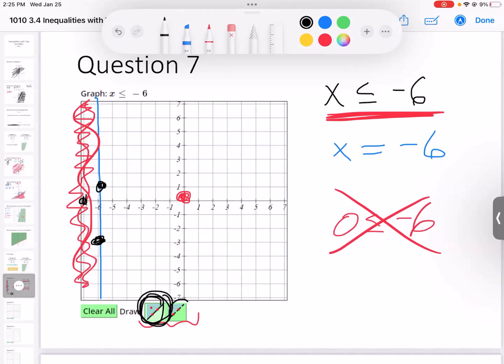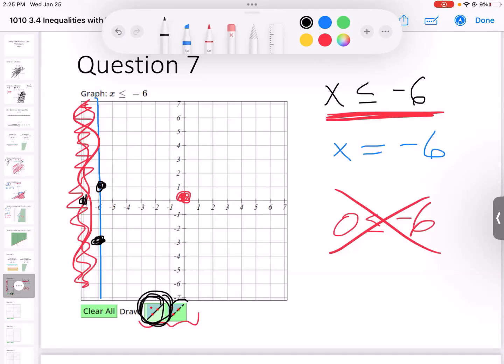And question 8 is kind of similar to this, except it only has a y instead of just an x. So on question 8, it will be a horizontal line instead of a straight up and down one.